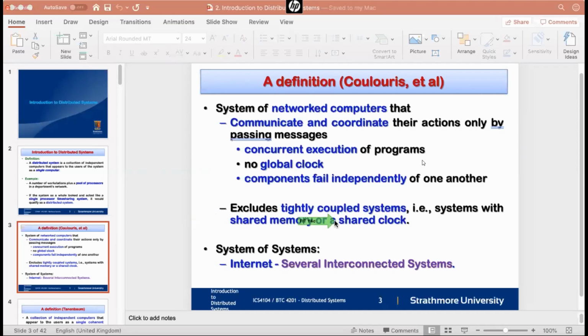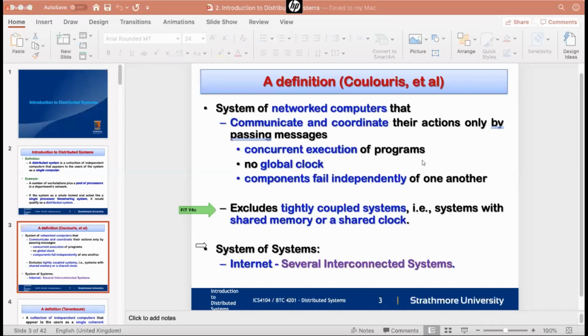On the other side, they don't have a shared clock. If there is a shared clock, it means all the transactions have to be ordered based on that clock, regardless of where you are. So that can't be a distributed system. So when you are looking at this concept of distributed systems, we must leave out tightly coupled ones. Tightly coupled means that if one part of the system fails, the other one is impacted. That's what we call a tightly coupled system.